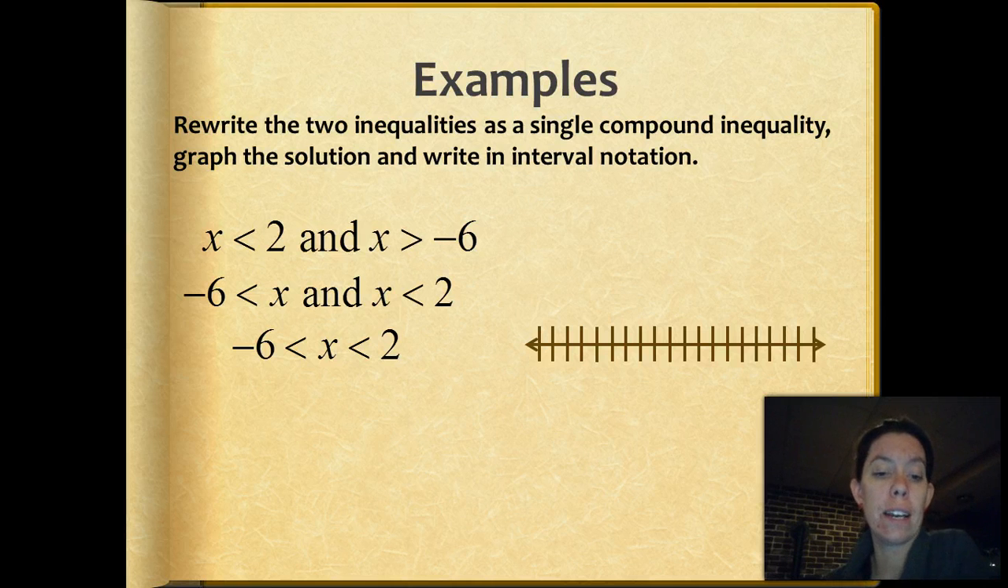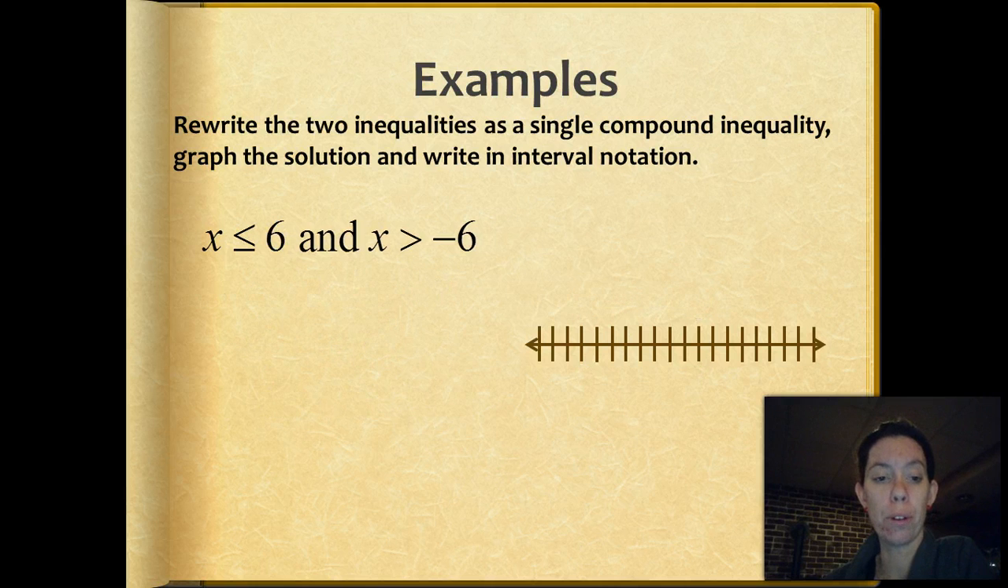To graph that, we need a -6 and a +2 on the number line. They're going to be open circles over both, and they connect in the middle because it's an and inequality, and x is between -6 and 2. So the interval would look like this.